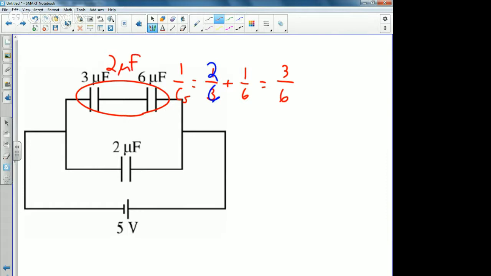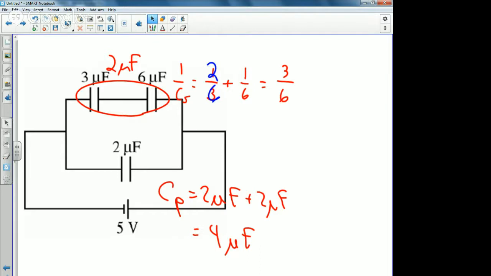How do I combine capacitors in parallel? Like resistors in series, which means that I just add them. So the capacitors in parallel, 2 plus 2 is equal to 4. Now, for the next part, they ask us about the charge or the voltage, something like that.